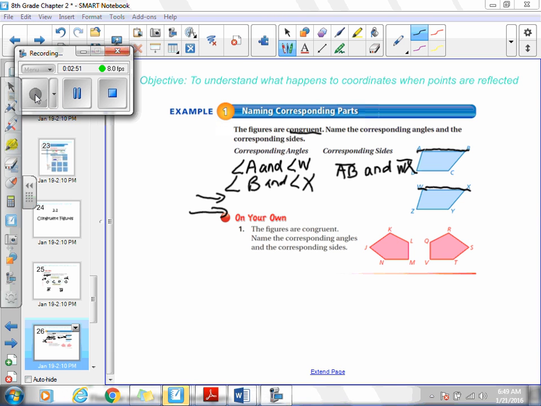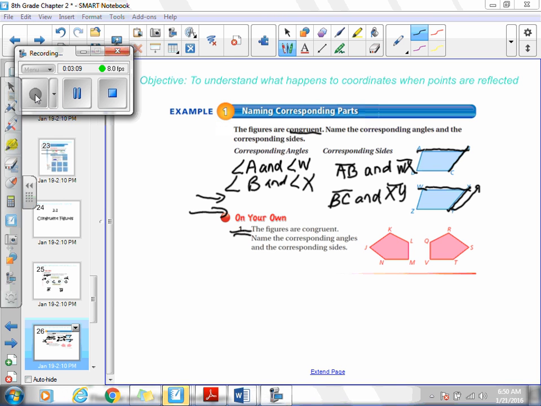Another set of corresponding sides, we could say BC and XY are corresponding. Again, you wouldn't want to say BC and YX because we're working in a different direction.